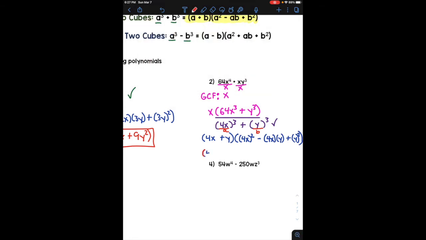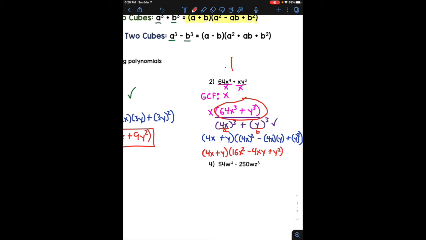First one staying as 4x plus y. Those are not like terms, so we can't combine them. (4x) squared would simplify to 16x squared minus 4xy plus y squared. These two expressions multiplied together would give us 64x cubed plus y cubed. Those are the factors to that binomial.